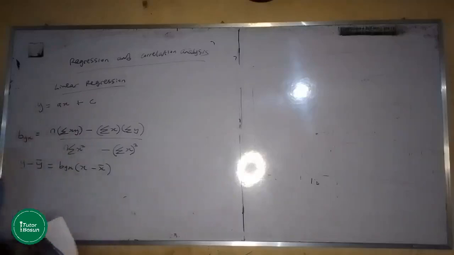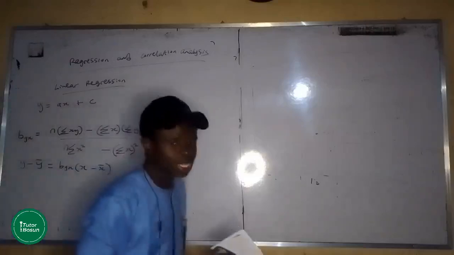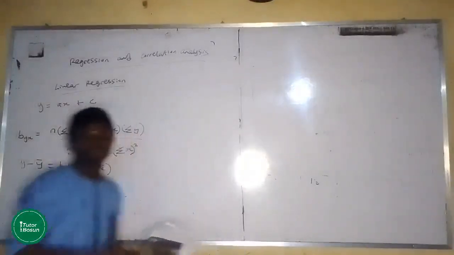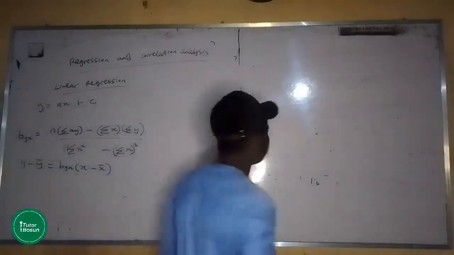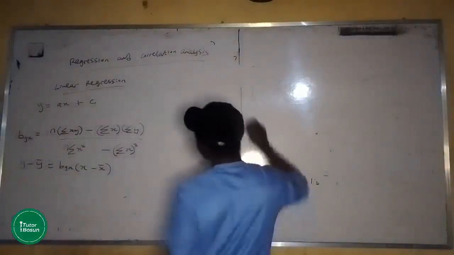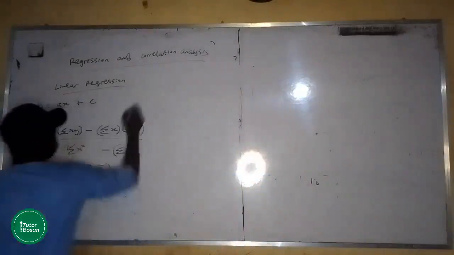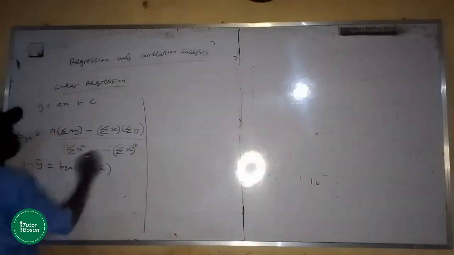Some questions will ask you to determine the relation of y on x and also the relation of x on y, that is, the regression of x on y. Your y bar is your mean, the average of y, and your x bar is the average of x, that is the mean of x. So you have to determine the regression of x on y.